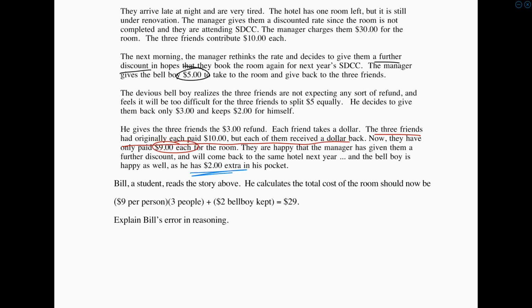What happened here? $9 per person times 3 people. So that's right, hey? They each paid $9, and so $27. And then the bellboy kept $2, so they only paid $29. Where's that extra dollar? It's in someone's pocket. It was lost in the laundry.